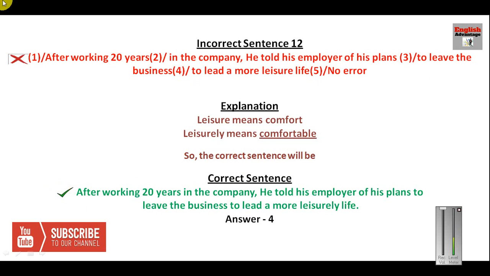Now let us look at the next sentence. After working 20 years in the company, he told his employer of his plan to leave the business to lead a more leisurely life. Just see here, this part is wrong, because leisure means comfort and leisurely means comfortable. So we want to say here that he wanted to lead the comfortable life. So that is why we have to replace leisure with leisurely. So this part is wrong and the answer will be 4.